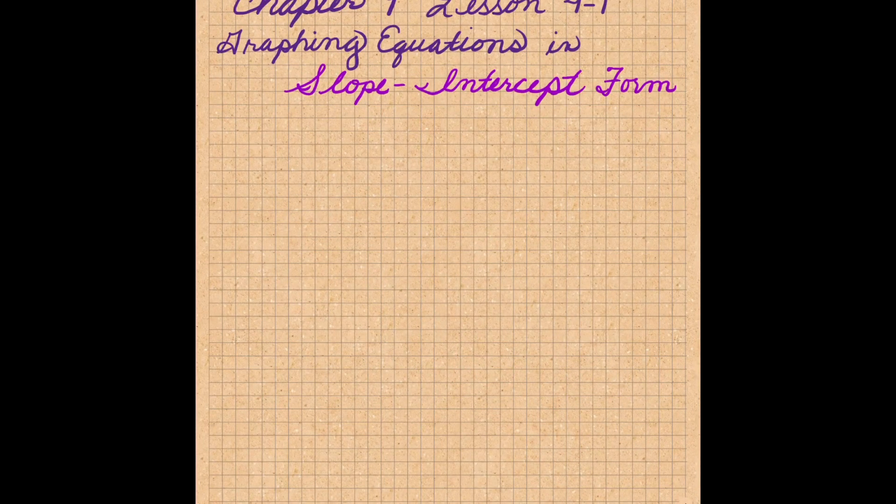Hi guys, this is chapter 4, lesson 4.1, graphing equations in slope-intercept form. And so today we are going to be talking about y equals mx plus b.